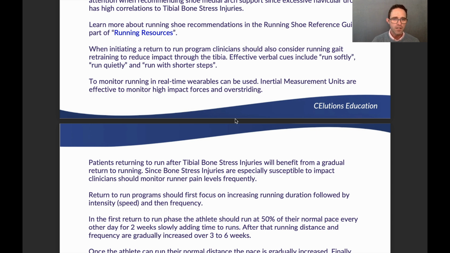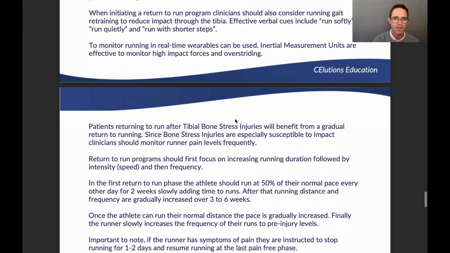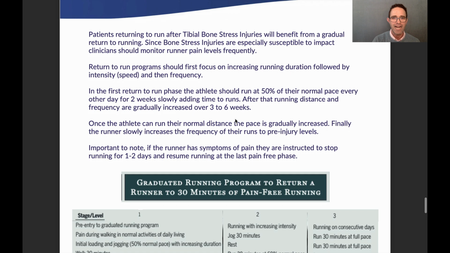Now, to monitor running in real time, you can also use wearables. Inertial measurement units are quite effective to monitor high impact forces and overstriding, so it is something you can use. Check out our article and our report on wearable technology and specifically how to monitor impact forces with inertial measurement units. Now, patients returning to running after tibial bone stress injuries will definitely benefit from a gradual return to running.